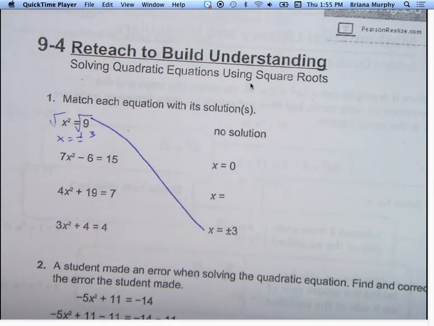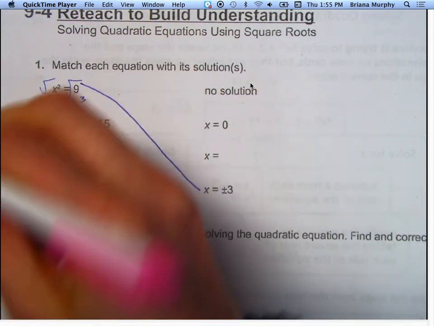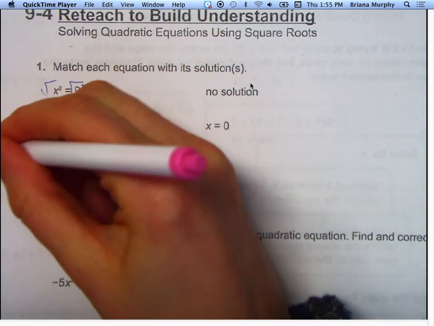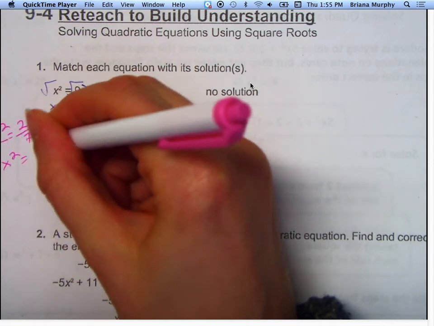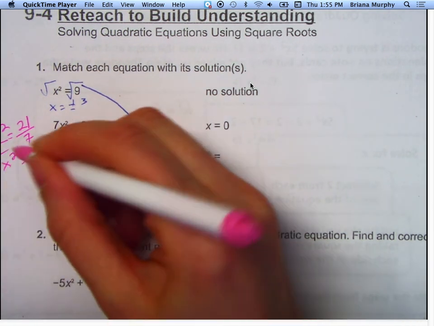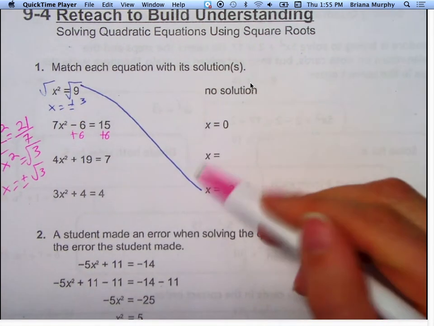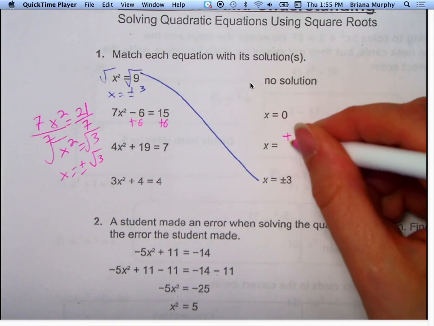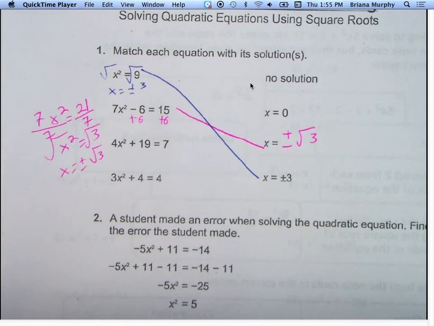For the next one, I would add 6 to both sides, right? And I would get 7x squared equals 21. Then I would divide both sides by 7, and I would get x squared equals 3. And then I would square root both sides, and I would get x equals plus or minus square root 3. Well, that's not here, but I have this blank one. So this is where I would put plus or minus the square root of 3.